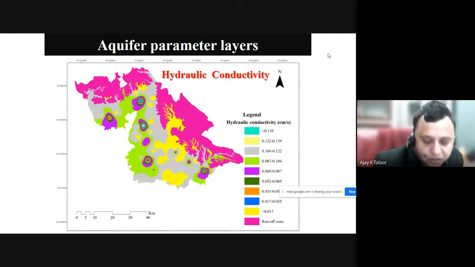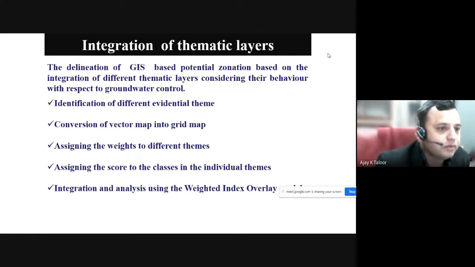We prepared all these kinds of thematic layers. Next, please. So then what we do here, we integrate all these. The delineation of GIS-based groundwater potential is based on the integration of different thematic layers, considering their behavior with respect to groundwater control, that is, how these layers control the groundwater.